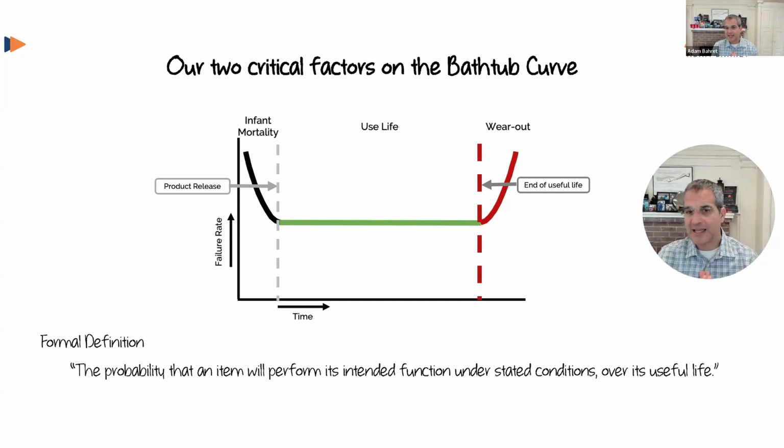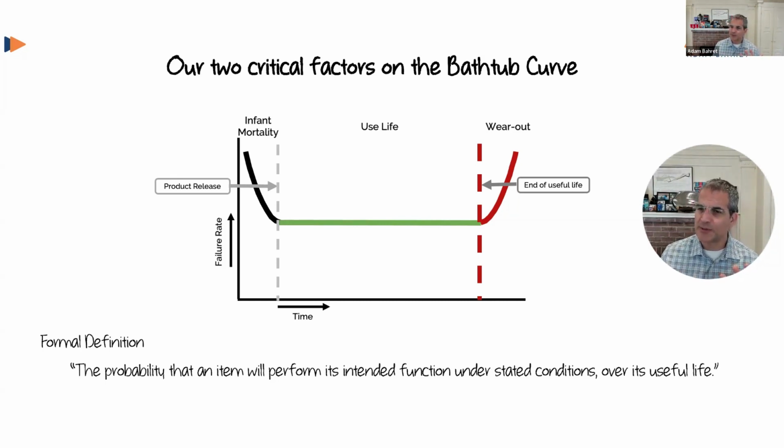Then we will hit the main useful life part of the product's bathtub curve, and this is where random failures occur during life. So if you look at that population of 1,000 units, you would see a lot of different types of failure modes happening at intervals that aren't necessarily predictable.